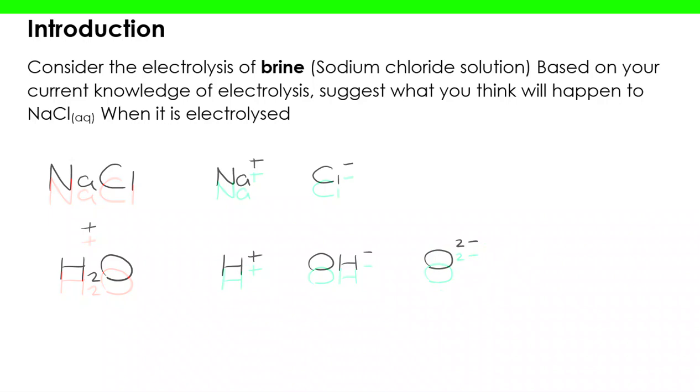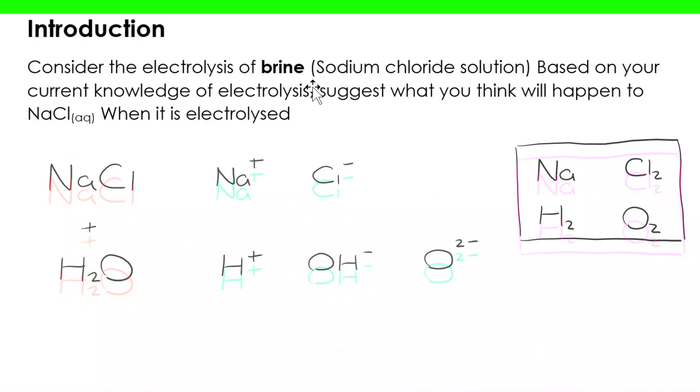Now, if we then take a look at the potential products, we could make sodium from sodium ions, chlorine from chloride ions, hydrogen from H+ ions, and oxygen from oxide ions. And we can break this down even further because we know positive ions are always attracted to the cathode. So at the cathode, we could be making either sodium or hydrogen. At the anode, we could be making either chlorine or oxygen.